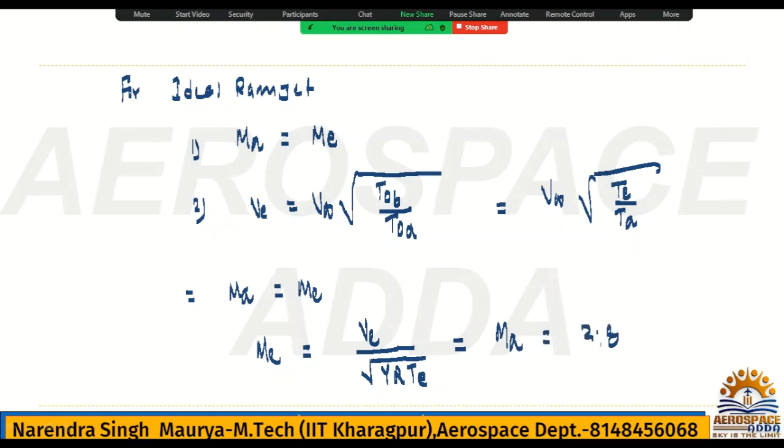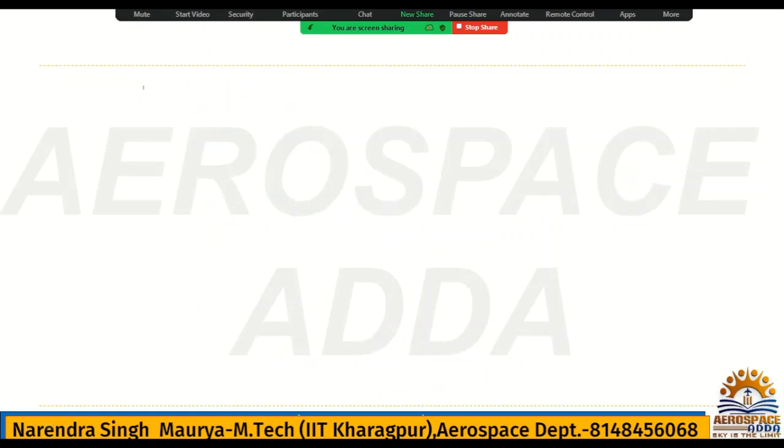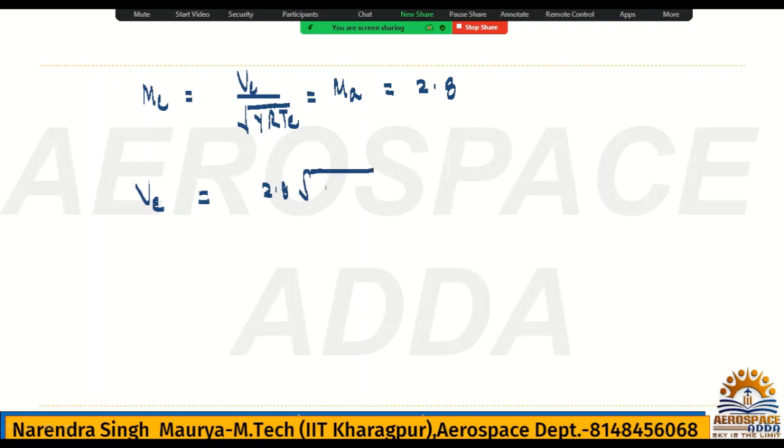2.8. Yes or no? Now, if you check what we have written, VE is equal to ME root of gamma RTE, and this is equal to MA. This is the ideal ramjet, hence MA is equal to ME, and MA they have given to us, 2.8. Now, gamma and R value they have given to us. What is VE? VE is nothing but 2.8 root of gamma R TE. TE, remember, this is static temperature.